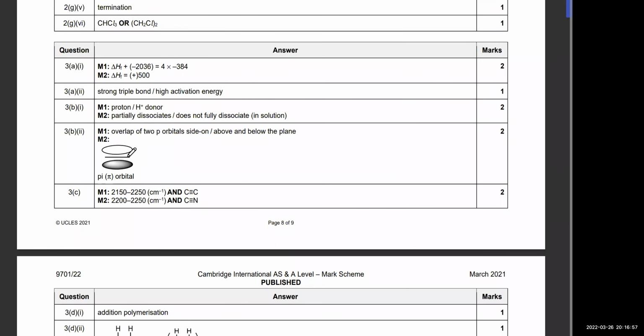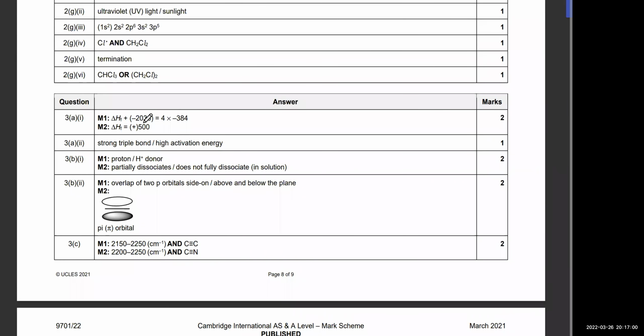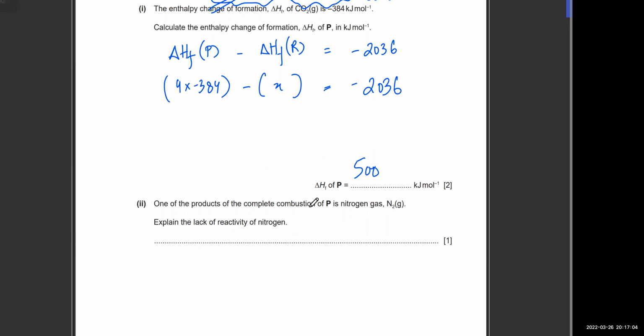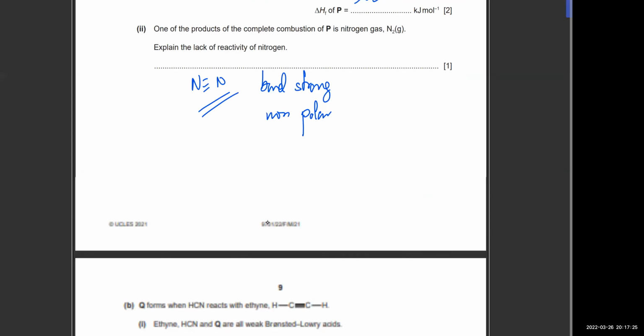500, 1 second. Ye sab kahan pe aaya tha? Achha, this is this one. 500 plus 500. And explain the lack of reactivity of nitrogen. There are two reasons. One is it's got a triple bond. That's a strong triple bond, or bond strength, very large bond strength. Plus it's non-polar as well. So the bond is strong and it's non-polar. It doesn't attract other molecules.